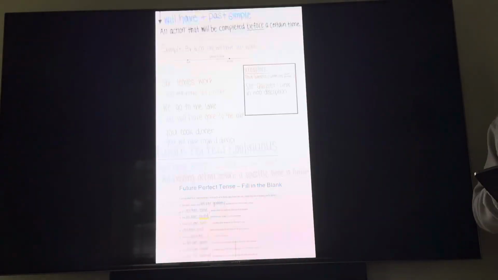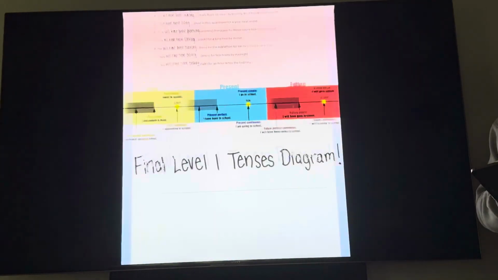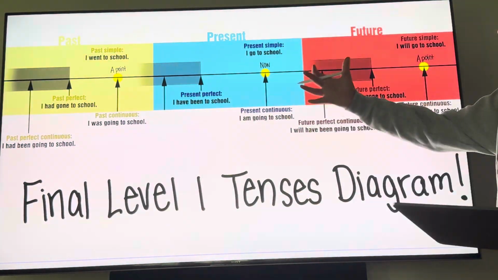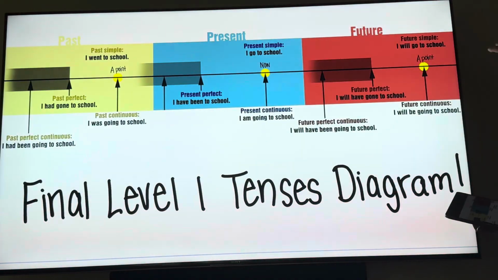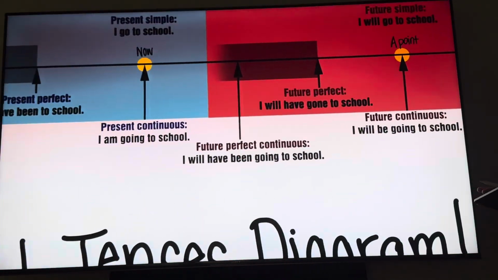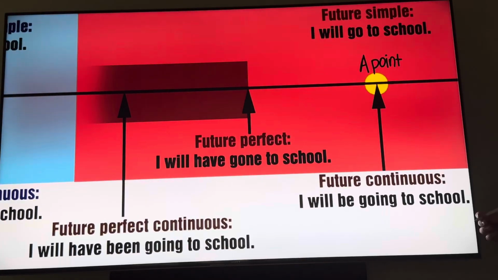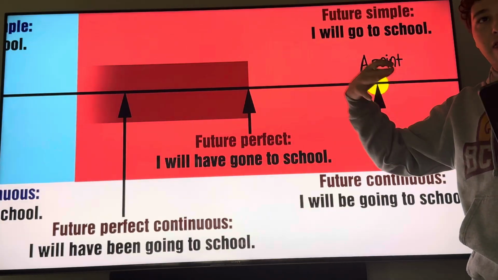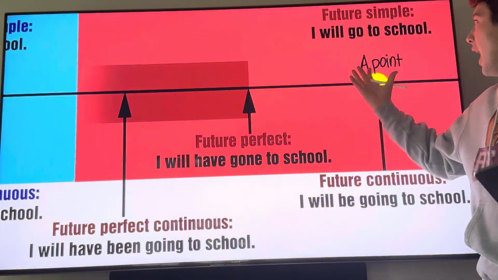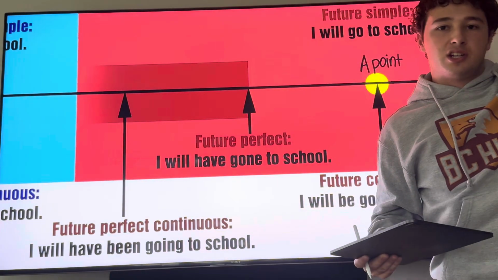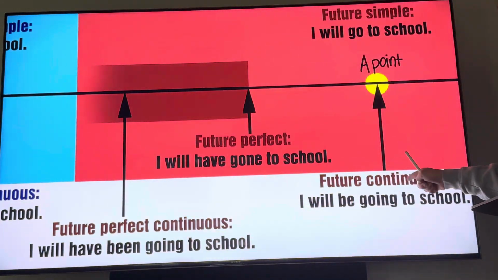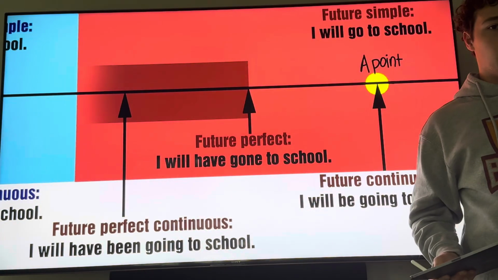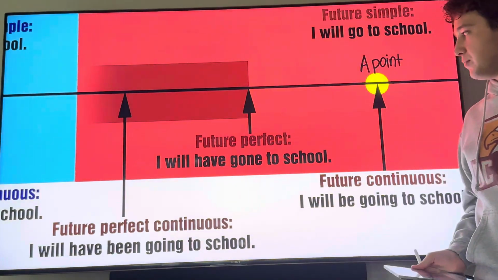Now, this gets us into our final level 1 tenses diagram. We have gone through all of these tenses in level 1. Let's have a look first at the future, the ones we just did, as a bit of a summary. Okay, as we see, future simple is just a general, overarching thing will happen in the future. I will go to school. Future continuous, I will be going to school, is at a specific point.